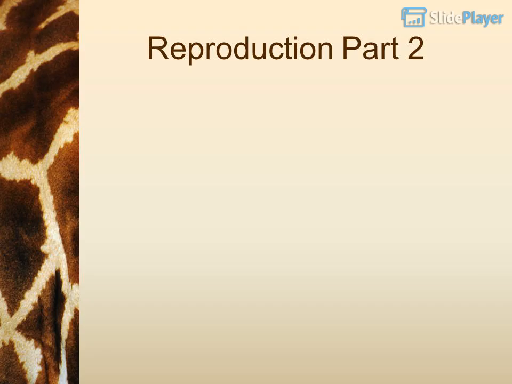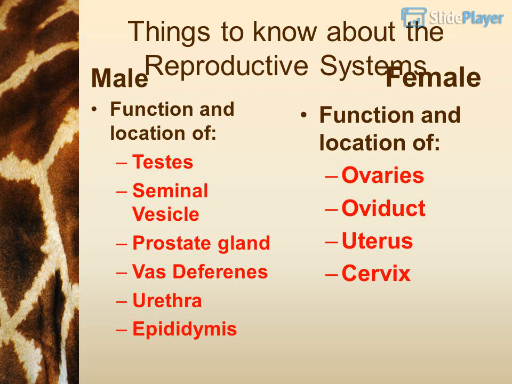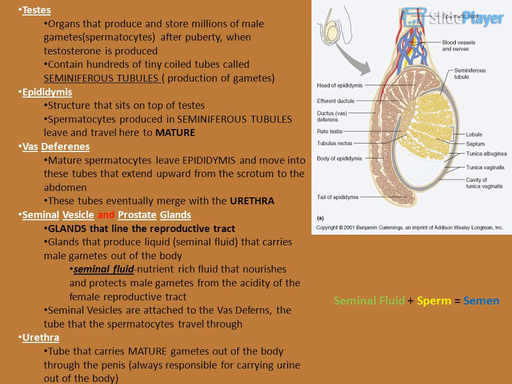Reproduction Part 2. Things to know about the reproductive systems. Male. Female. Function and location of testes, seminal vesicle, prostate gland, vas deferens, urethra, epididymis. Function and location of ovaries, oviduct, uterus, cervix. Seminal fluid plus sperm equals semen.